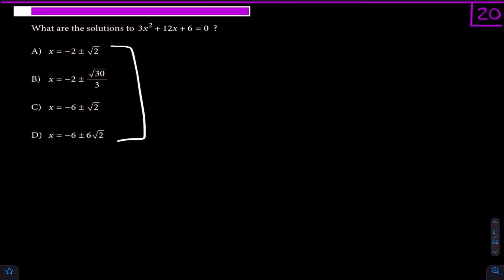And what's telling you to do that is the fact that all of these answer choices have radicals in them. They all have a square root. So, you're not going to be able to factor that and get a square root. So what you want to do is pull out the old quadratic formula.